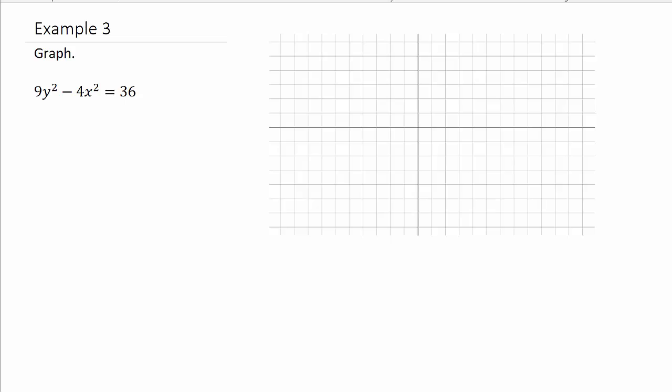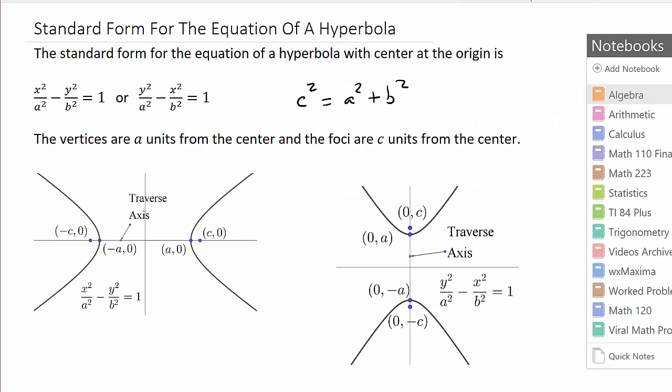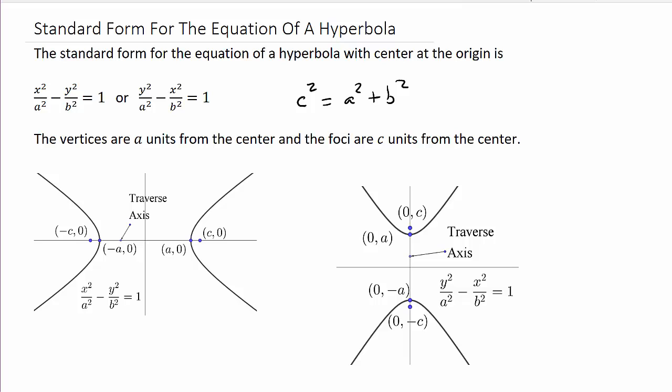All right, so let's look at an example of graphing a hyperbola. So this one, we've got 9y squared minus 4x squared equals 36. Well, we saw the equation of a hyperbola earlier, and if you notice one thing about them, they equal 1. So the equation, when we graph it, has to equal 1 no matter whether the x term or the y term is first.